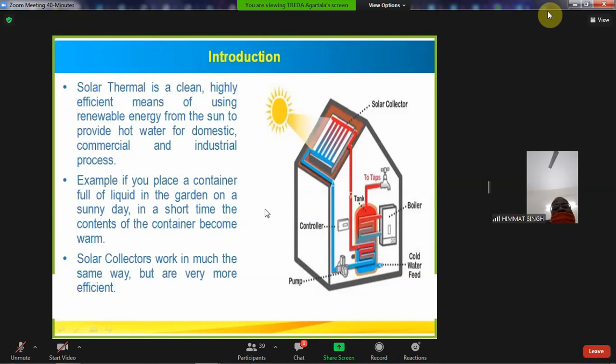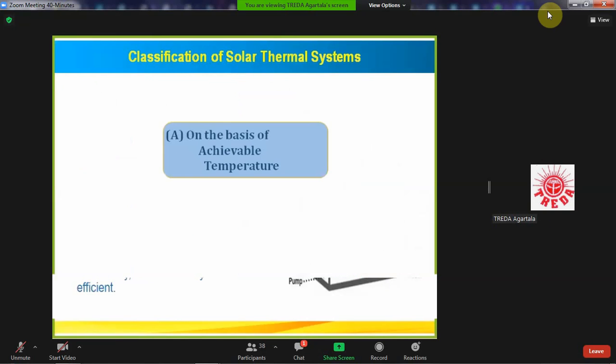Solar hot water plant, solar distillation plant, so many things are there. So these are the things in solar power.